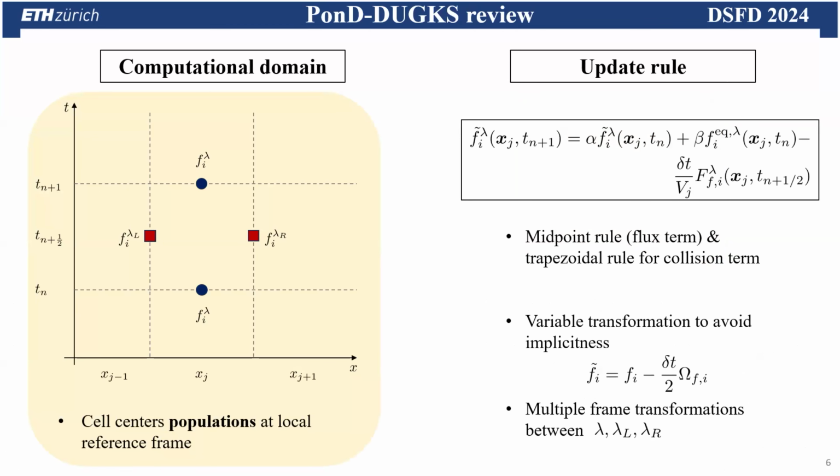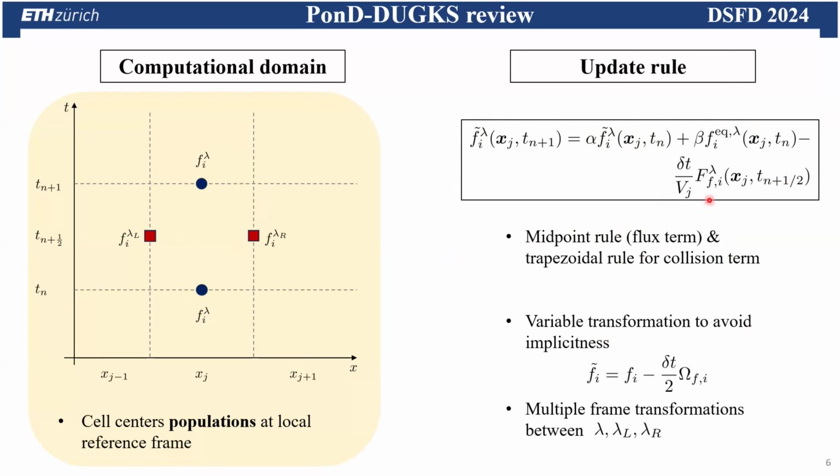First, I will review the PonD DUGKS code. Here we divide the physical space into control volumes, and we keep track of cell center populations, which represent cell averages. For the discretization of the Boltzmann equation, we use the midpoint rule for the flux term and the trapezoidal rule for the collision. This discretization leads to this highlighted update equation.